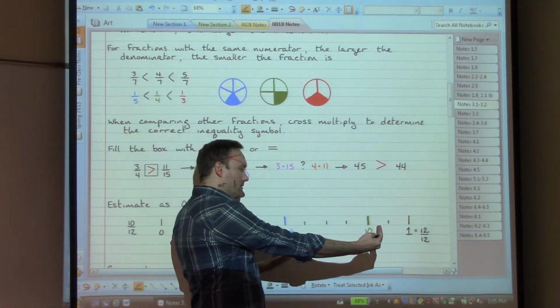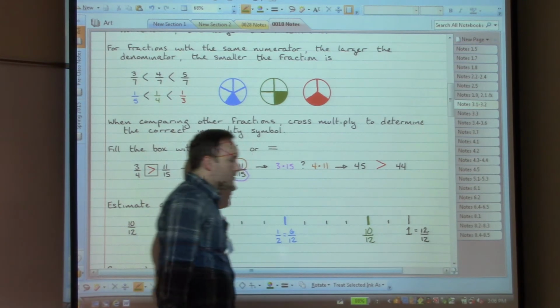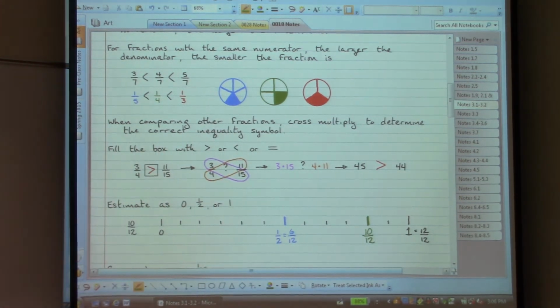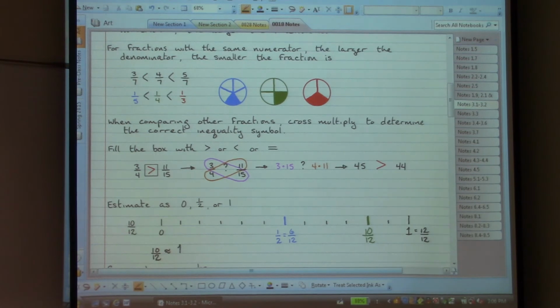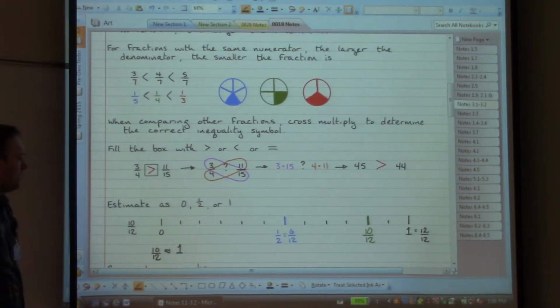Well, visually, I'm a little bit further away from 1/2 and a little bit closer to 1 whole. So the fraction here would be rounded or estimated to 1 whole. A little squiggly equal sign means approximately equal to or about equal to.